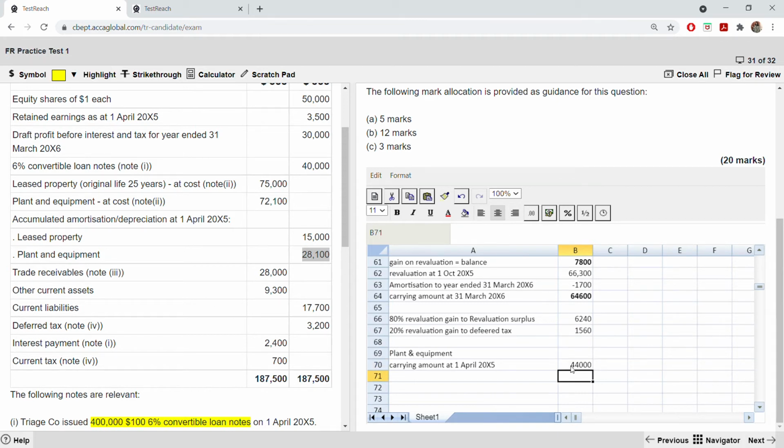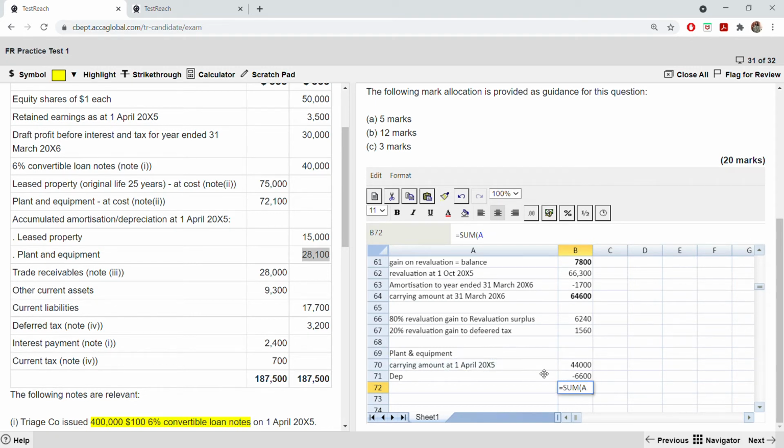From here you have to deduct the depreciation. Depreciation for the year ended 31st March 2006, 15% reducing balance basis. Depreciation is reducing balance basis 15%. So just take 15%. I'm going to put a minus because depreciation is, on this I'm going to take 15%, which is 6,600. Now I'm going to put the sum function.